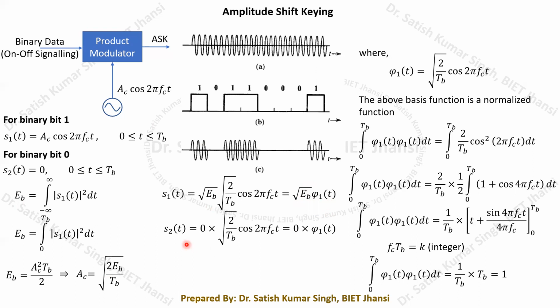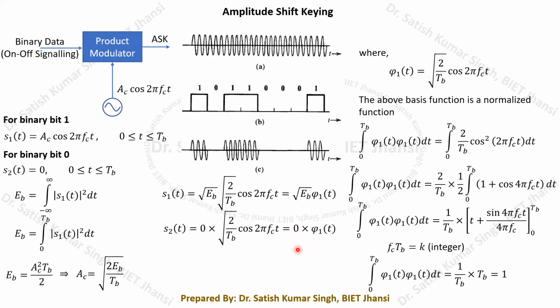Again, S2t can also be written as 0 multiplied with root 2 upon TB cos 2 pi FCT. Again, that can be written as 0 into phi 1t, because I have defined here phi 1t as our basis function, root 2 upon TB cos 2 pi FCT. So this is our basis function for this particular amplitude shift keying.